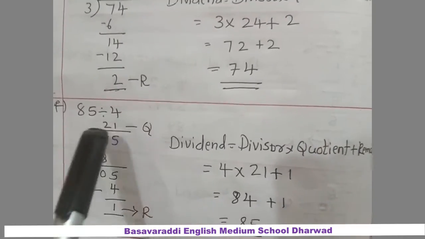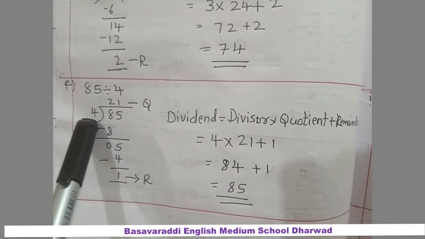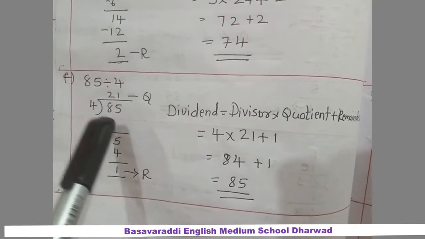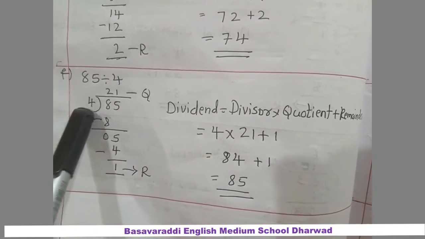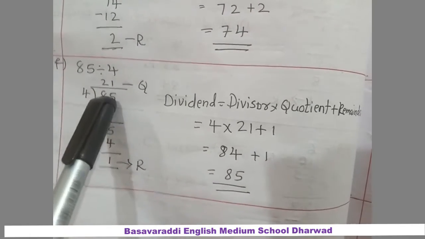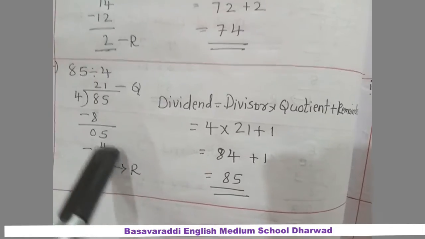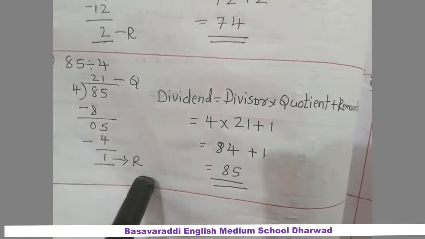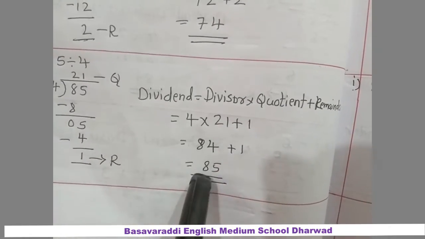85 divided by 4 means what? 4 is the divisor and 85 is the dividend. So 4 to the 8. Then 0 we subtract, and 5 we bring down, that is the ones place, and 4 ones are 4, 1 is the remainder. Then we have to check this one. The answer is 85.